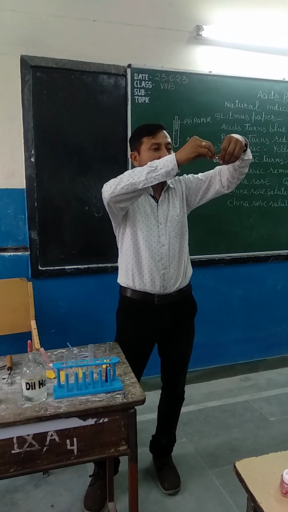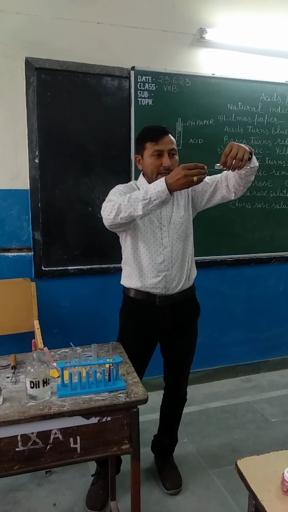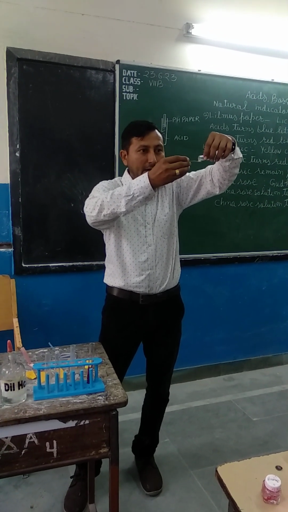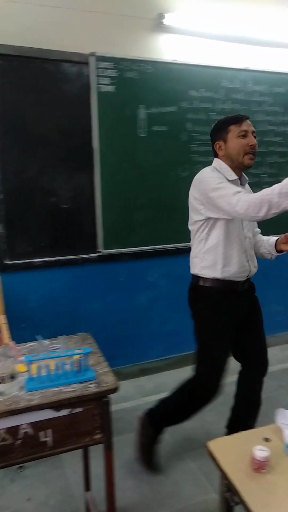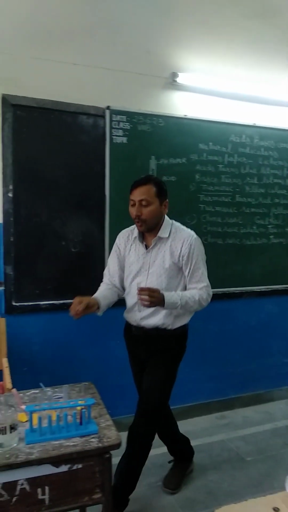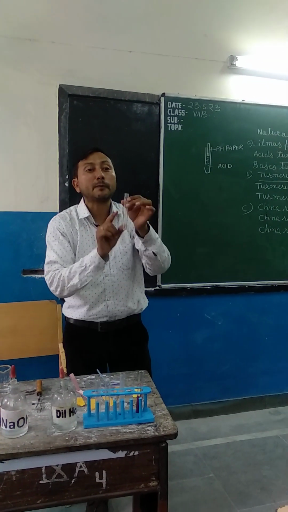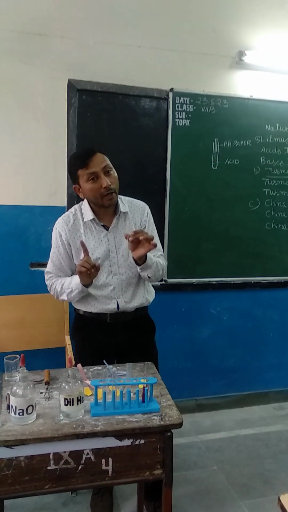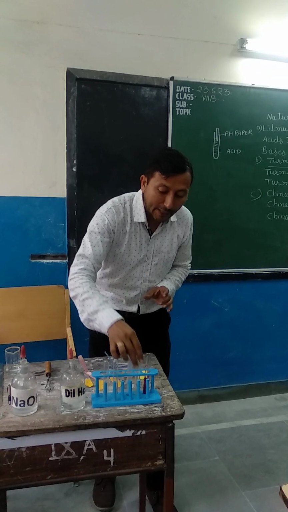If I add it to acid, then what will happen? Is there any color change or not? Just observe. You can see no change happening. Is there any change? No, sir. It remains red. So you get to know that acid turns blue litmus paper into red, but there is no change on red. Got it? Similarly, now we will check with a base.